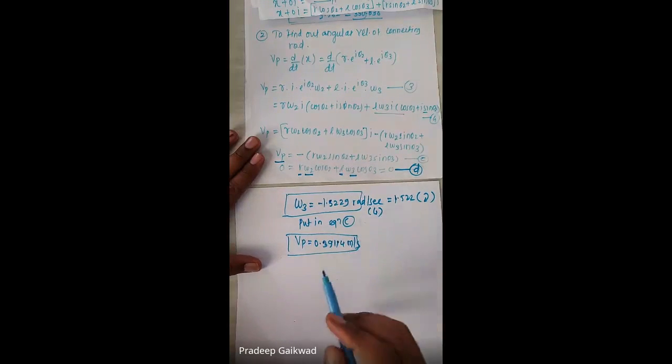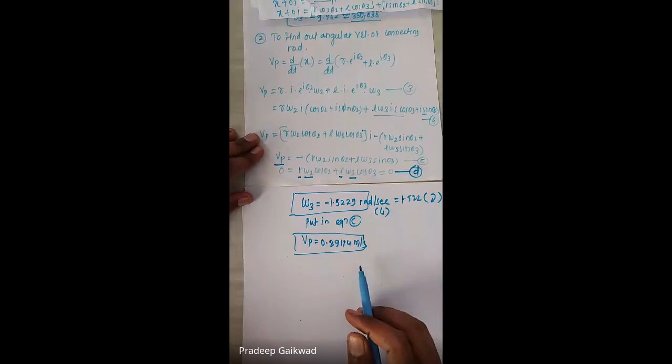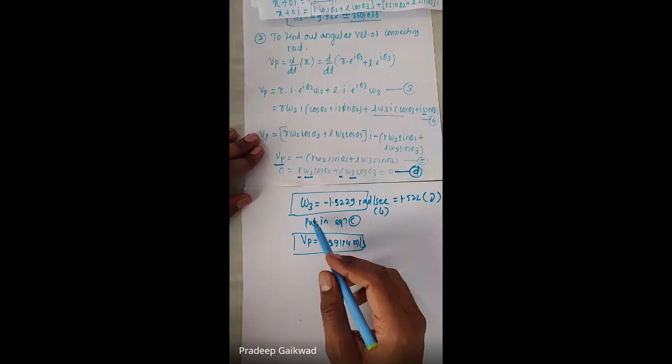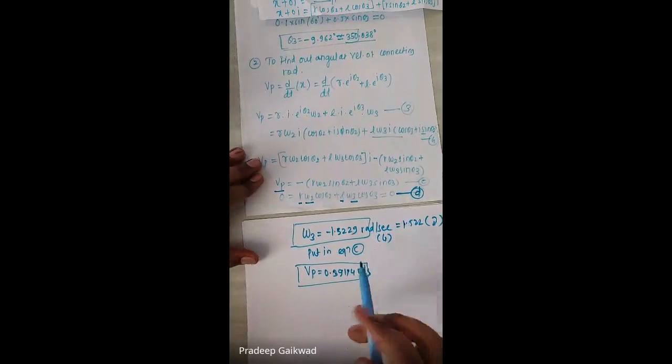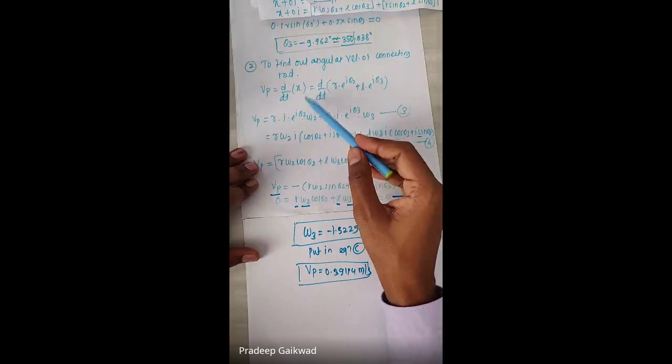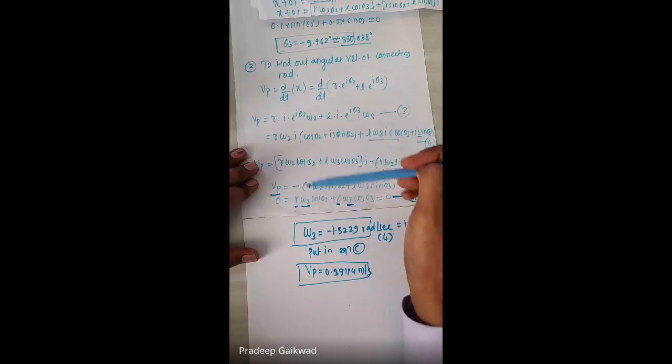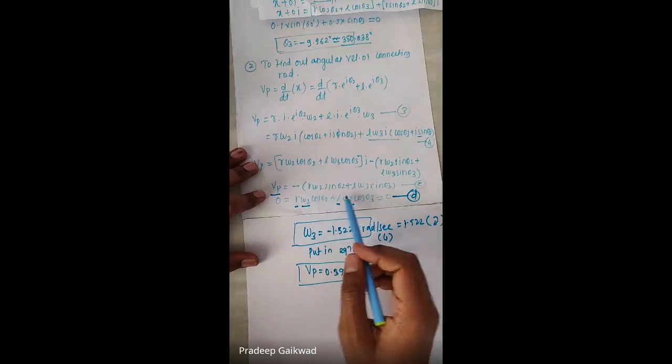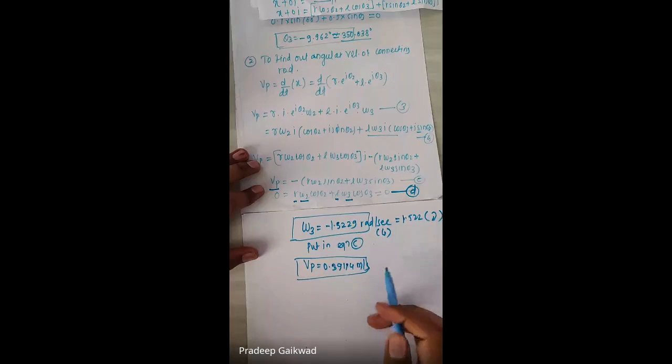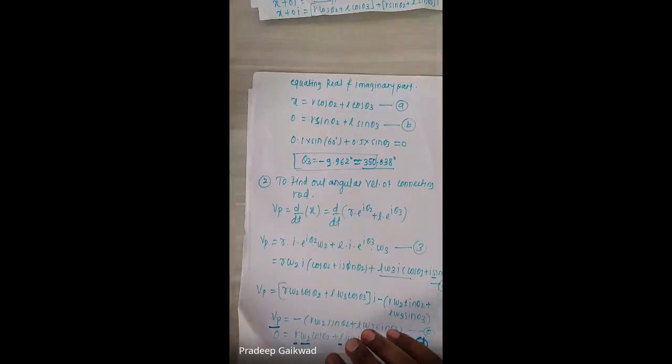Okay. Now see, what we find out up to here, it is only Vp and omega 3. What we did, you can understand, I just differentiated the equation of x to get velocity. Further, if I differentiate this equation of velocity, what do you obtain? Acceleration.